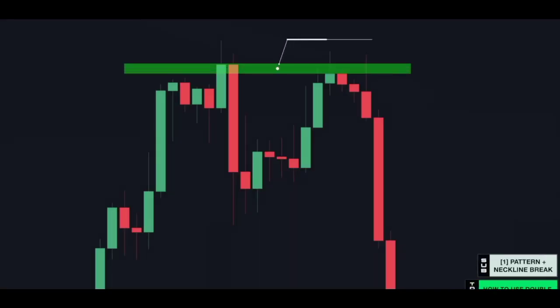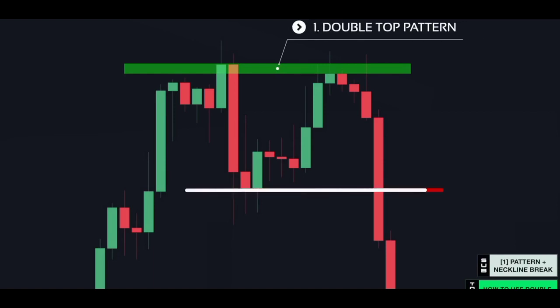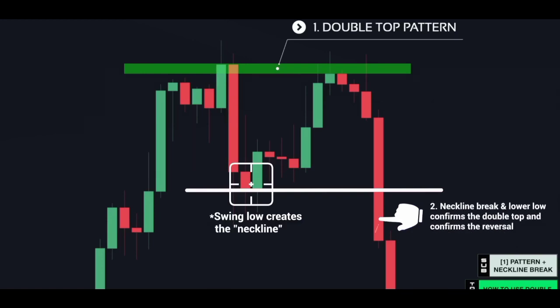So you first have your double top pattern that forms. Neckline here because of the recent swing low. Now, once price breaks the neckline and makes a lower low, you would take a breakout entry short, as the reversal and trend change is now confirmed.